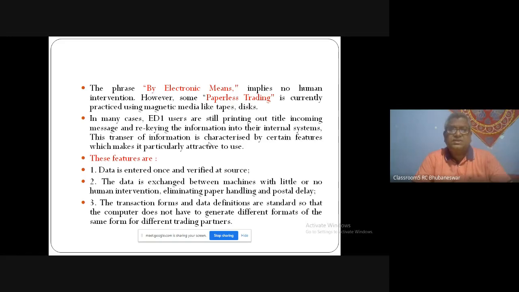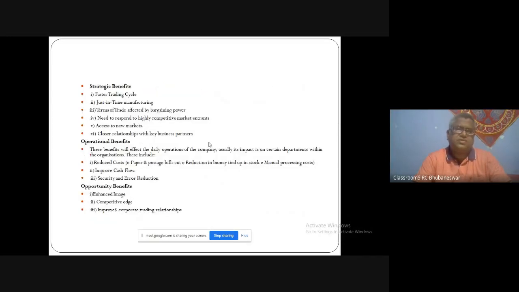My dear students, EDI means electronic, EDI means paperless trading, EDI means exchanging of information electronically, and it can be easily traced out through machines. This is a very easy way to get back some information. There is no need of postal delay also, and it is a new type of trading partner also.